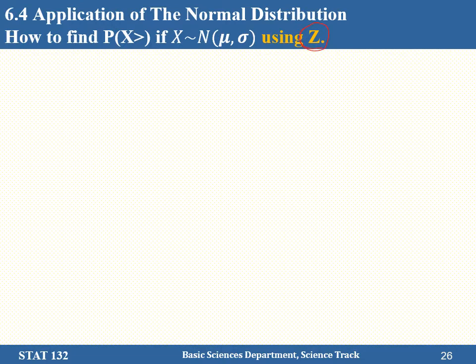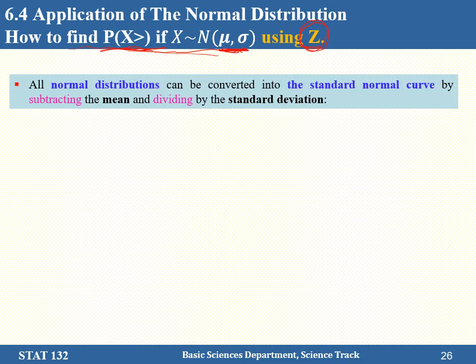Okay, now we want to generalize it to a normal distribution with any mu, with any mean and sigma. So the question is how to find the probability of x if x is a normal distribution but not the standard normal distribution. Now we cannot use the table because we're not dealing with z now. So how to deal with this problem? Now the very useful property of normal distributions is this: all normal distributions can be converted into the standard normal distribution by subtracting the mean and dividing by the standard deviation.